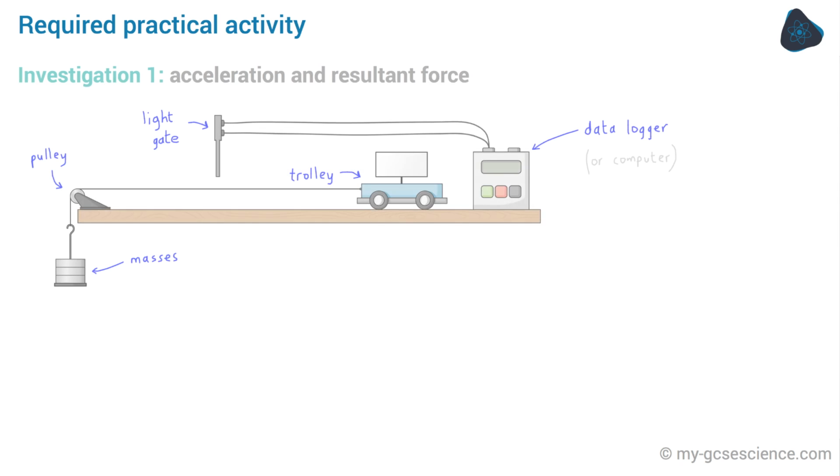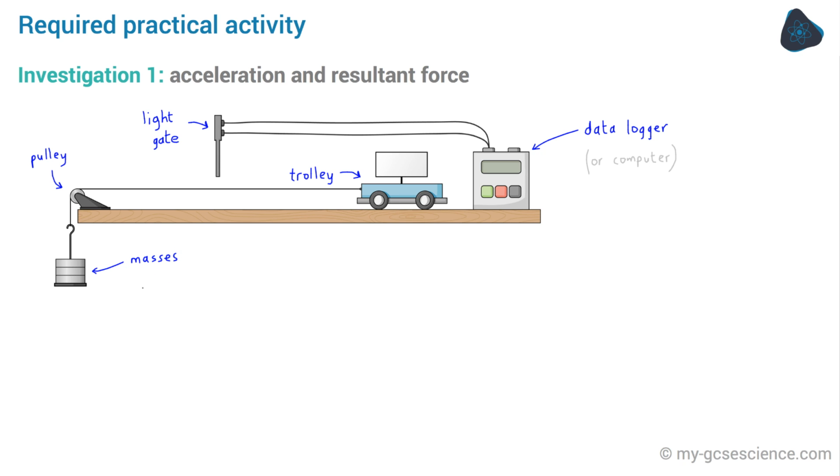We can use pretty much the same experimental setup for each of these investigations. As you can see, the masses which are attached to the end of this piece of string provide the force which accelerates the trolley. For the first part of this investigation, we vary the force which is applied to the object, the trolley, by changing the number of masses which are attached to the end of the string.